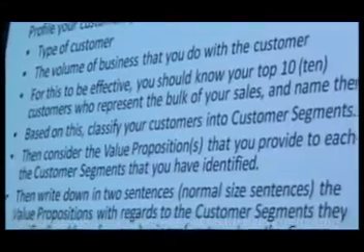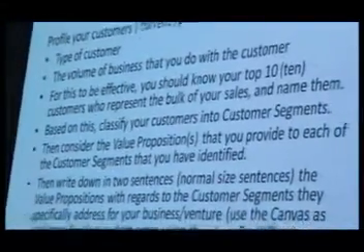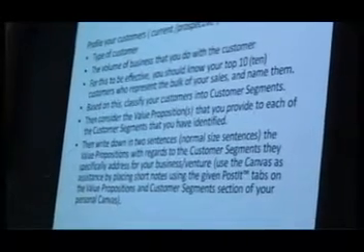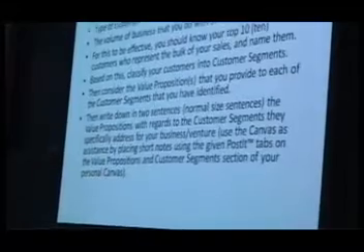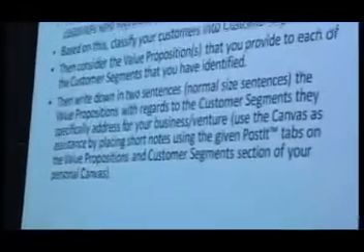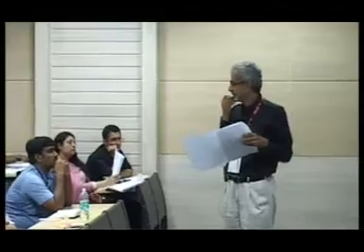Now I have to tell you this. We will start using our canvas now. To cut the time, we'll start using the canvas, and I'll tell you in a minute some basic rules or techniques of using it. All of you have this. Here, on the right column, there is something called customer segments. And in the middle, there is value proposition.